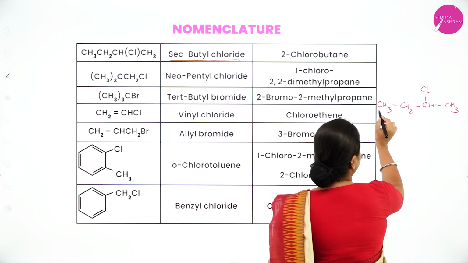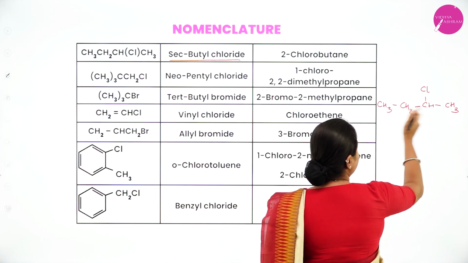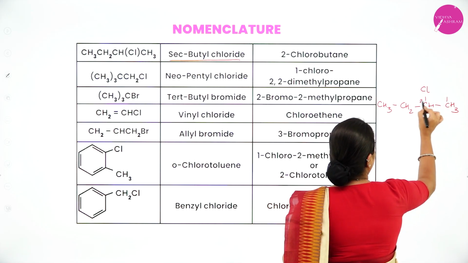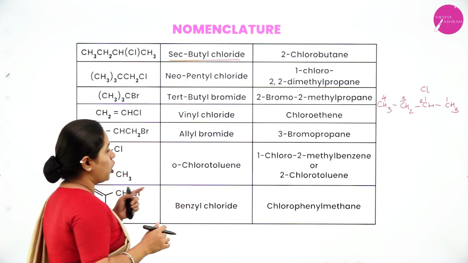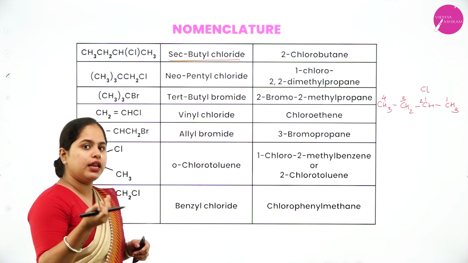So, if I start from here, it is 1, 2, 3. And if I start from there, it will be 1, 2. Hence I start numbering in this direction. Okay. So, the common name is secondary butyl chloride.